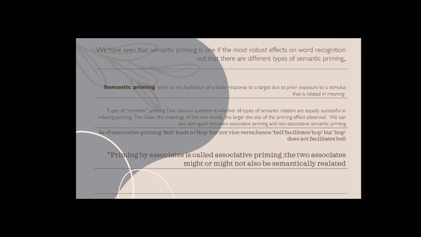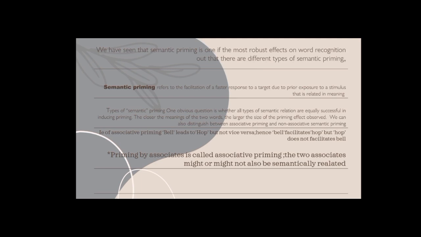Types of semantic priming. One obvious question is whether all types of semantic relations are equally successful in inducing priming. The closer the meanings of the two words, the larger the size of the priming effect observed. We can also distinguish between associative priming and non-associative semantic priming. So what is associative priming?